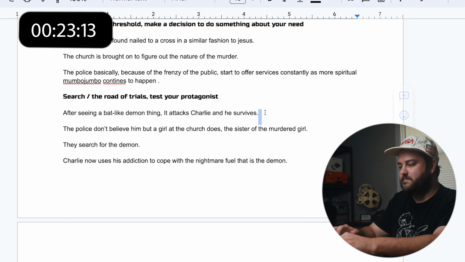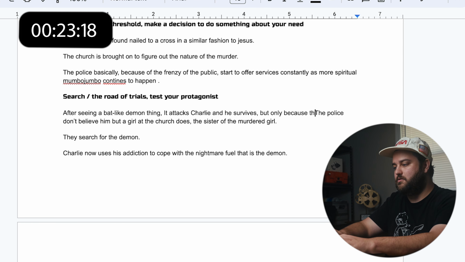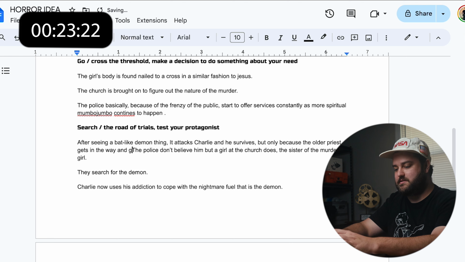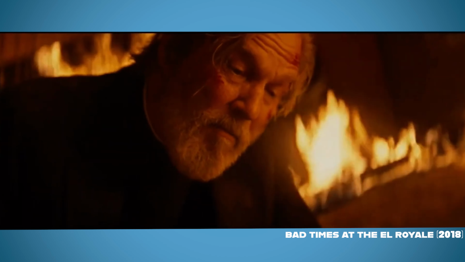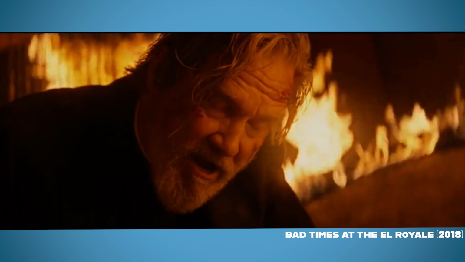Okay, so in the Search, the Road of Trials, after seeing the bad thing, it attacks Charlie and he survives, but only because the older priest gets in the way and dies in his place. I could see there being a scene of confession where the old man asks Charlie to read him his last rites, and he confesses to him about having always wanted to have a son or something like that. There could be a really great moment there.